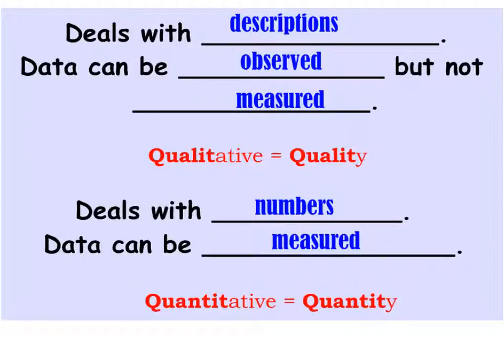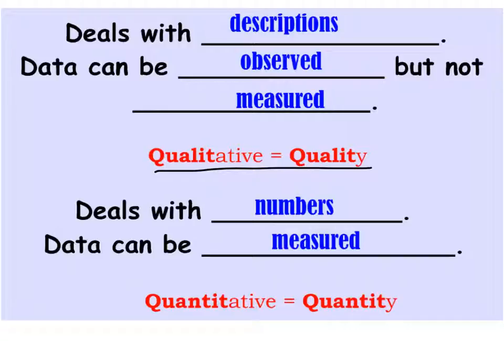In this video, we're going to talk about the difference between qualitative and quantitative. Those are two fancy words that have a pretty simple meaning, and hopefully after this video you'll feel comfortable telling the difference between them. So qualitative, this first one, deals with descriptions, and the data can be observed, but it cannot be measured. What this means is you can talk about the descriptions and describe this in words, you just can't tell it in numbers.